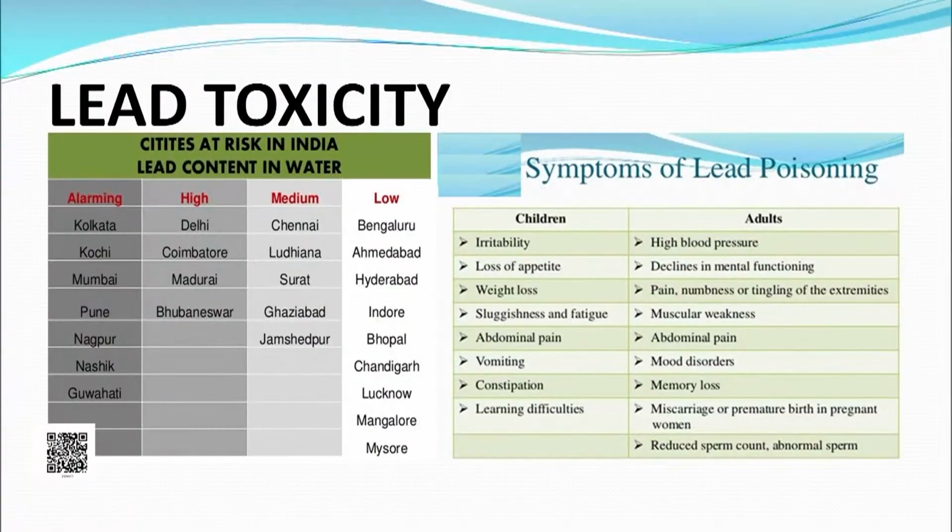So look at the table. There are two tables: lead toxicity in various cities, and symptoms of lead poisoning. First we will discuss lead toxicity. Basically there are several Indian cities especially that are at risk of lead content found in their water. Cities like Kolkata, Kochi, Mumbai, Pune, Nagpur, Nasik and Guwahati are at alarming risk of lead toxicity.